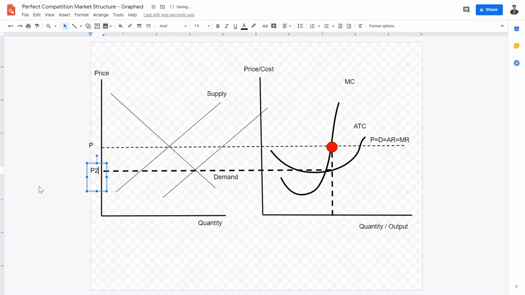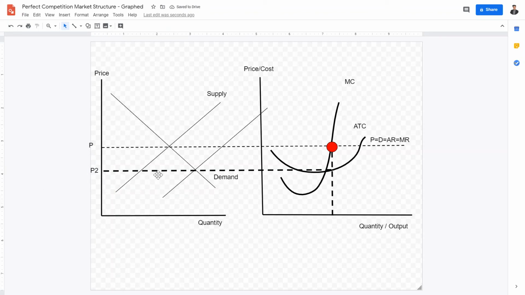P2 is the price level at which firms would then settle, causing supernormal profits to decrease. And so in the short run, supernormal profits exist, and subnormal profits also exist in perfectly competitive market structures. However, in the long run, market structures always go back to breaking even. Why is that? It is because of the lack of barriers to entry and the lack of barriers to exit.